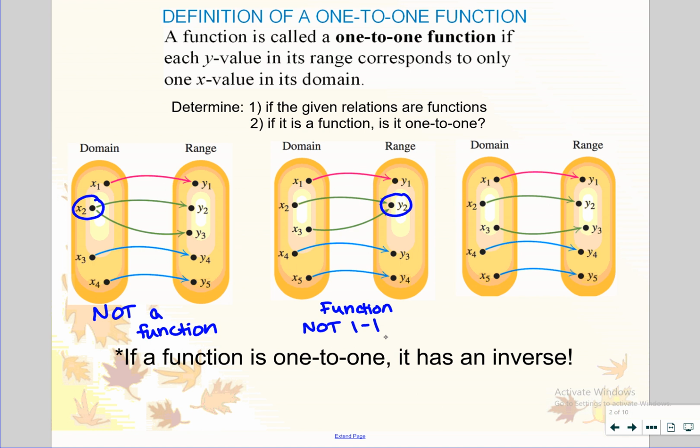Last one, does each x have one y? Yes. Does each y have one x? Yes. So this is what a one-to-one function looks like when we're looking at coordinates anyway, okay? Questions so far?